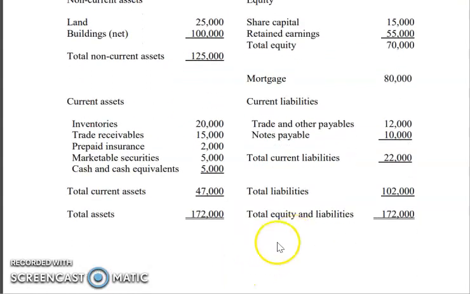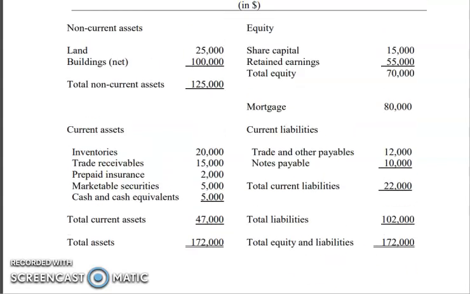Then we have current assets of inventory, trade receivables, prepaid insurance, and again, that marketable securities that I mentioned in the last exercise that can very quickly be turned over into cash. And then we have cash and cash equivalents of 5,000, total current assets of 47,000, added to the total non-current assets of 125,000 to give total assets of 172,000, which does balance our statement of financial position.